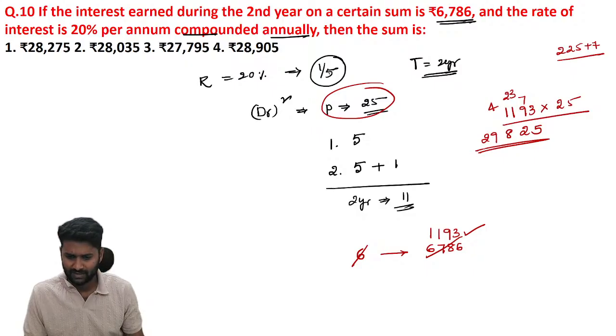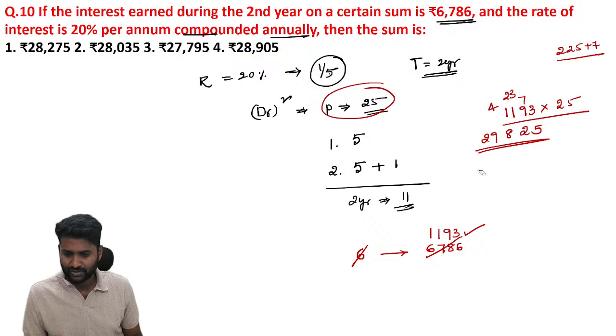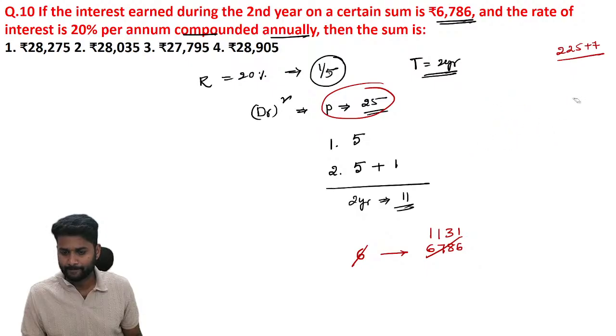Clear? I should calculate again. I can't find the option. 6,786, 6161. Sorry, I made a mistake here. It is 6361. Each unit is 1131, again multiplied with 25. That's your final answer.